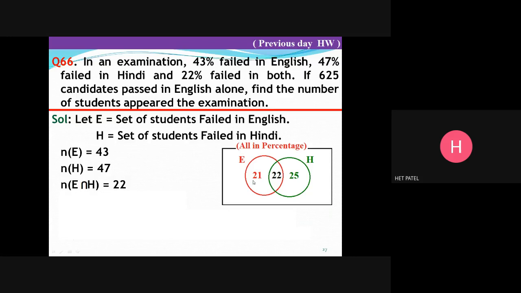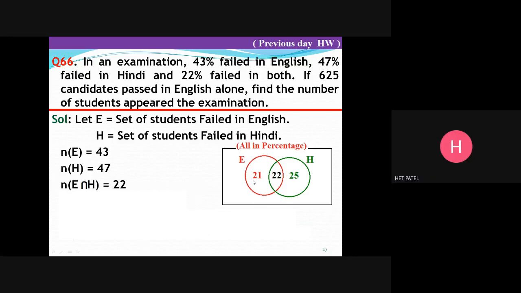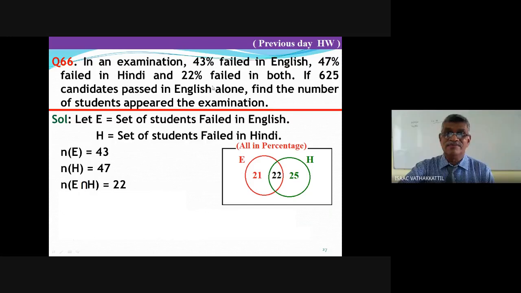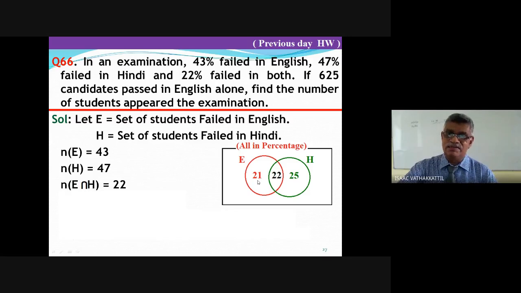They failed only in English. No, it's not correct. Failed in English is given as 43 here. Then what is this 21? You understand properly and tell me. They passed in Hindi but failed in English. Tell me about the failed data first; I will ask about the passed data later.